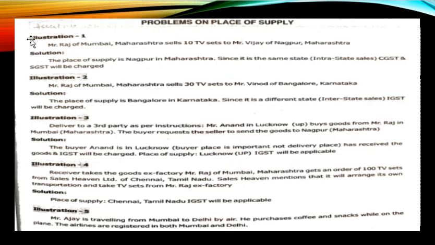In the first illustration, Mr. Raj of Mumbai, Maharashtra sells 10 TV sets to Mr. Vijay of Nagpur, Maharashtra. So here Mr. Raj from Mumbai, which is in Maharashtra, sells 10 TV sets to Mr. Vijay of Nagpur. So it is in the same state. So the place of supply is Nagpur in Maharashtra.